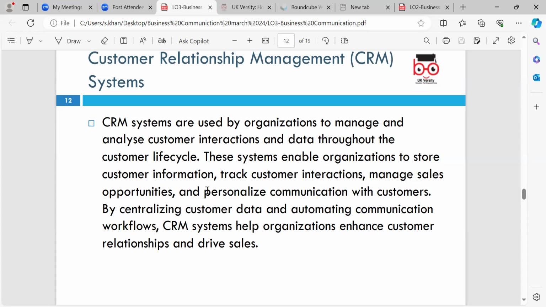And data throughout customers' life cycle. This system enables organizations to store customer information, track customer interactions, manage sales opportunities, and personalize communication with customers. By centralizing customer data and automating communication workflows, CRM systems help organizations enhance customer relationships and drive sales. So they're really important.